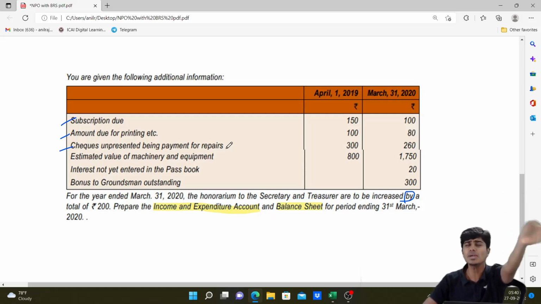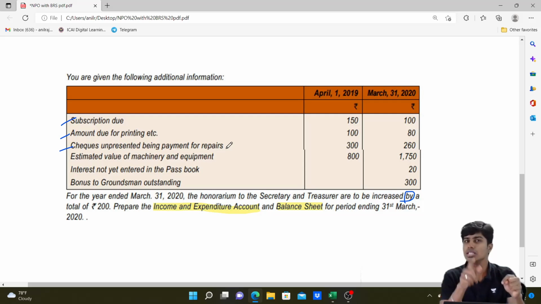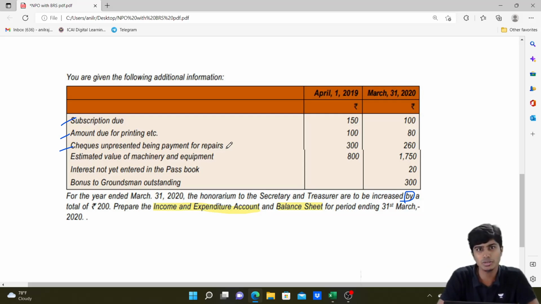Please don't leave me and go. Include me. So we'll include this. So what do we do? We're going to take the current year payment, from that deduct this 300 rupees and then add this 260 to find the current year expenditure made with regard to payments. I hope you all understood.